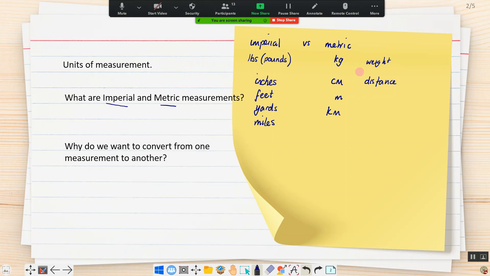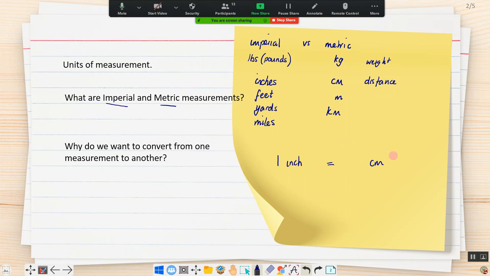So metric had nothing to do with people. It was a scientifically done one. So metric is much easier to work with, because it's a lot nicer numbers, right? But you'll probably do that more in the future. All right, so why do we want to convert from one to another? So for instance, 1 inch is the same thing as how many centimeters?